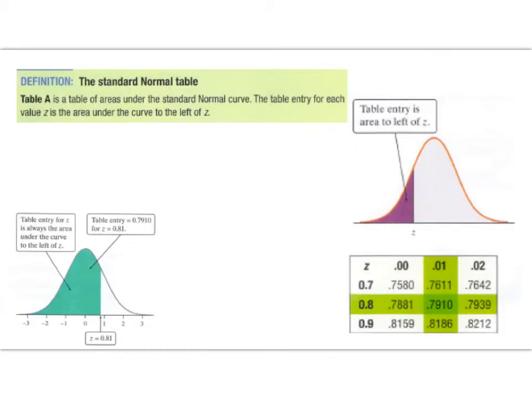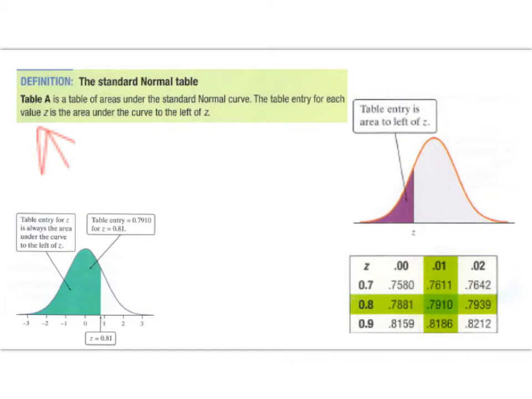So we're going to start by looking at what we call Table A. Table A is in your formula chart. It takes up 2 pages on your formula chart. On the shrunken one I gave you, it might all fit onto 1. But Table A is a table of areas under the standard normal curve.